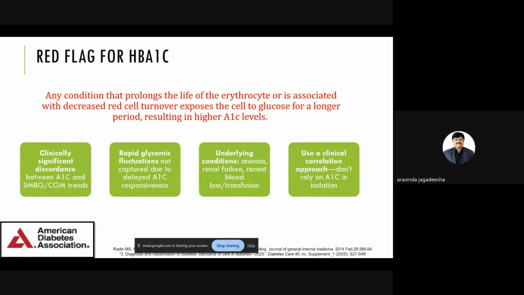But there are red flags for HbA1c. Any condition that prolongs the life of the erythrocyte or is associated with decreased red cell turnover exposes the cell to glucose for a longer period, resulting in a higher HbA1c level. So there is clinically significant discordance between A1C and SMBG and CGM trends. Rapid glycemic fluctuation is not captured due to delayed A1C responsiveness. Underlying conditions like anemia, renal failure, recent blood loss and transfusion can vary the HbA1c level. Use a clinical correlation approach. Don't rely on A1C in isolation, which is very, very important.